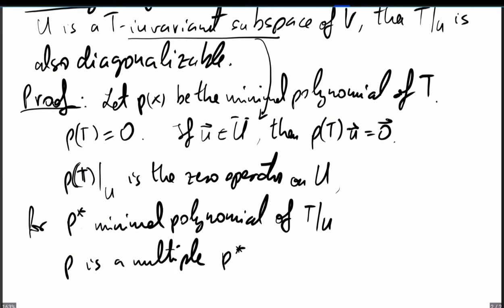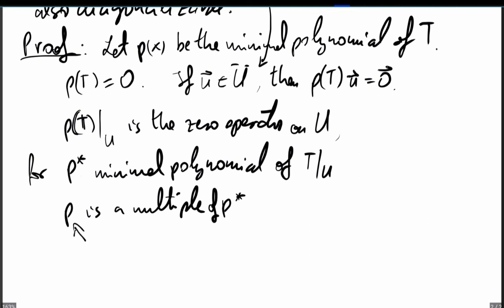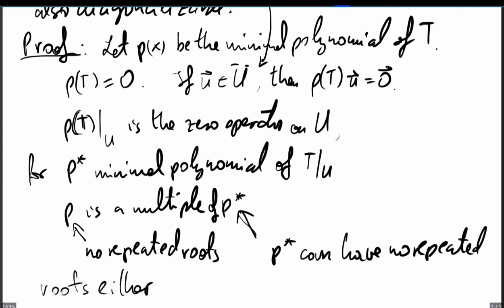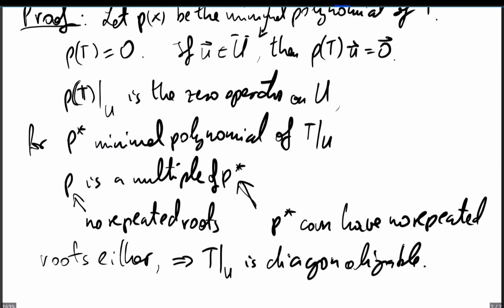So P is a multiple of P star. P star is supposed to be the minimal. P might be more than that. P is a multiple of P star, and then P has no repeated roots according to the theorem. Then that means a smaller polynomial, by throwing away some factors, can have no repeated roots either. But then if P star has no repeated roots, that means that the restriction of T to U is diagonalizable. This is the end of section 7.2.